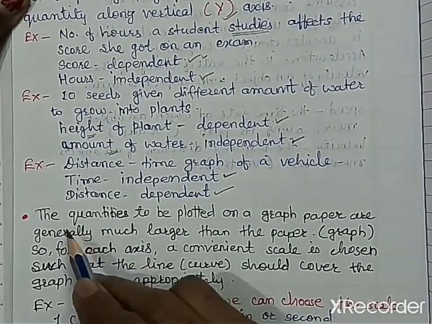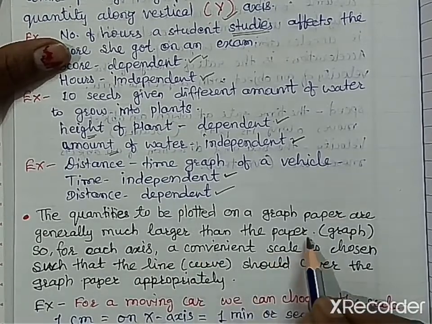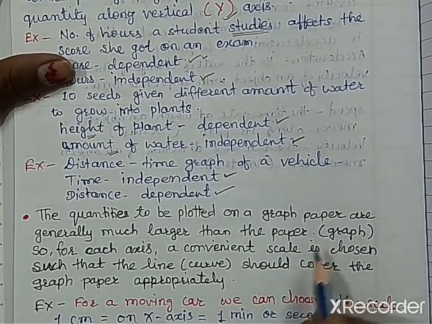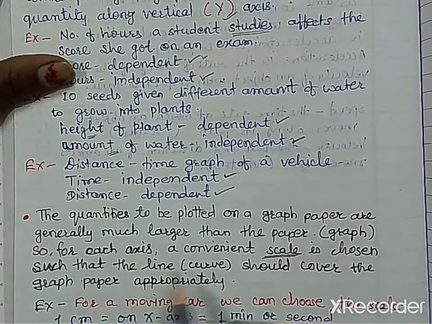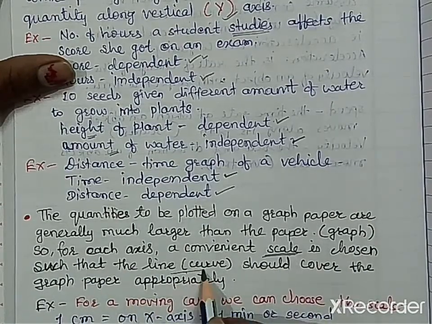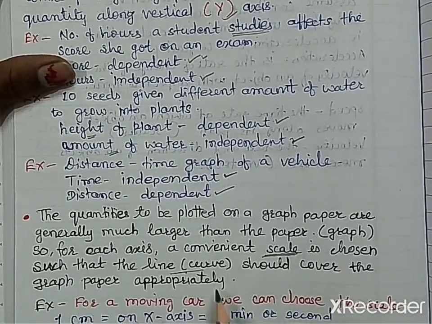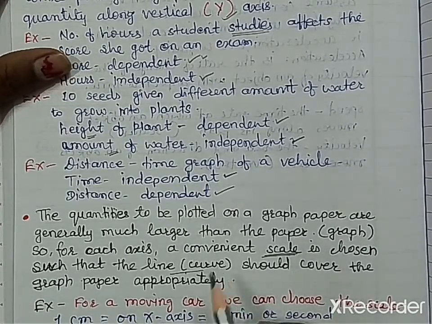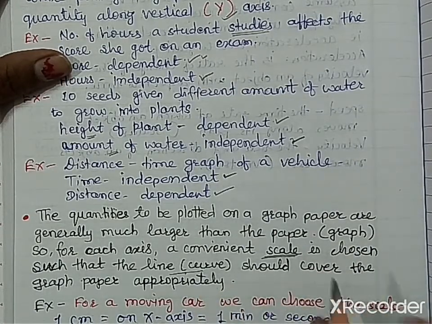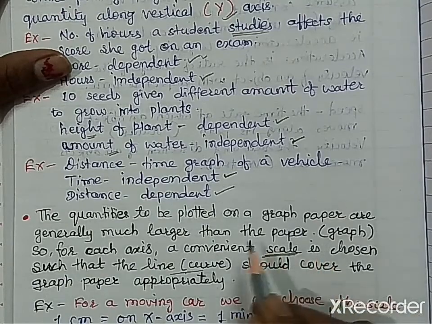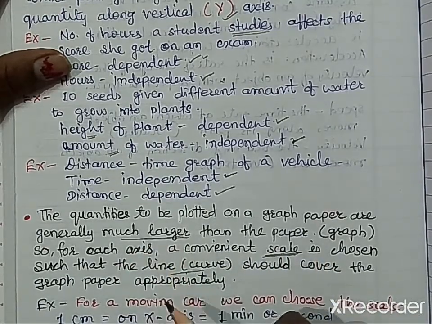The quantities to be plotted on a graph paper are generally much larger than the graph paper. So for each axis a convenient scale is chosen such that the line or the curve covers the graph paper appropriately. See, before we plot a graph, we see that numbers are varying. In each example the numbers are varying and these numbers are large.